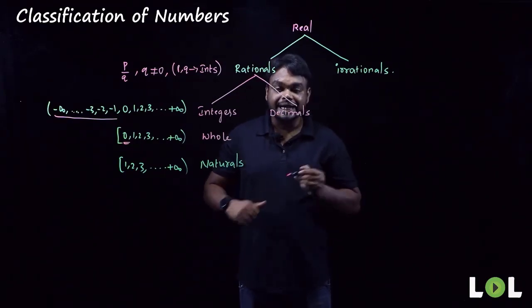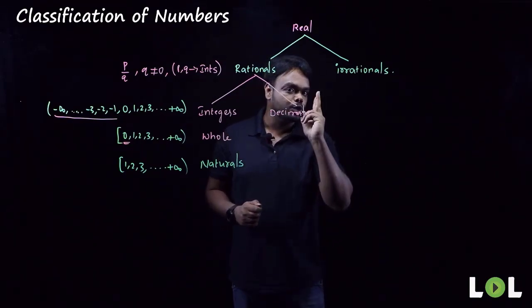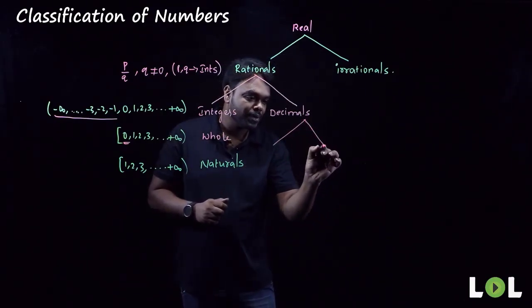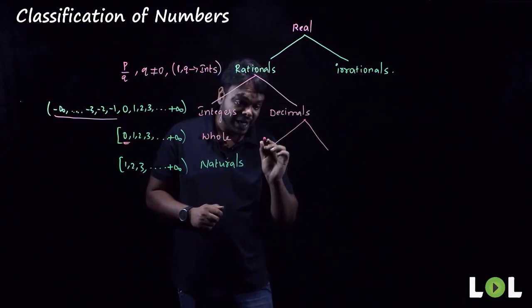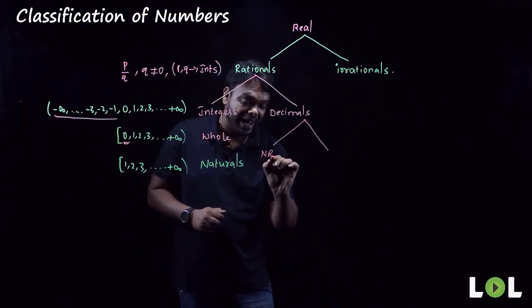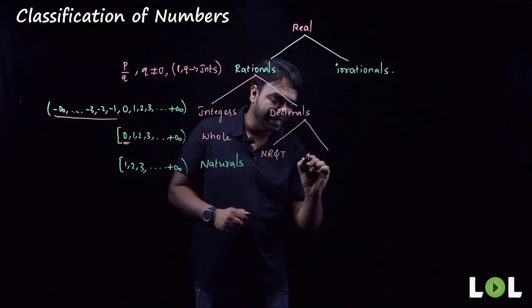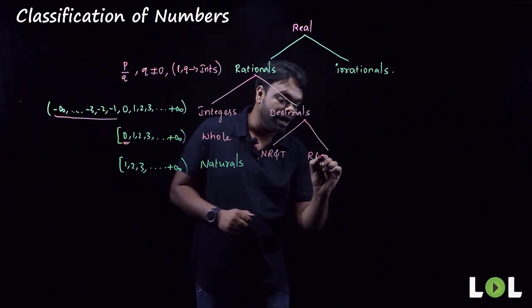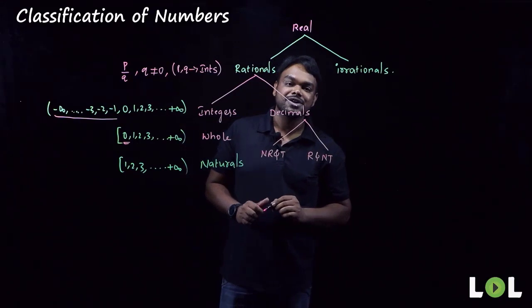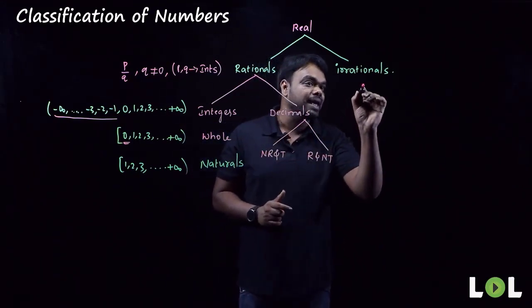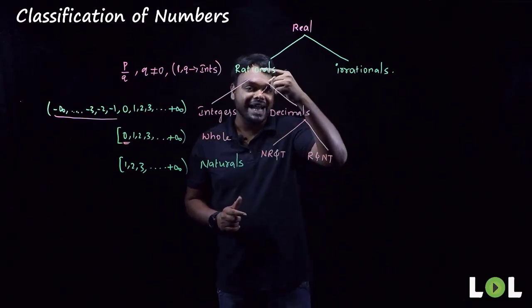Now, under rational numbers, we will be having 2 types of decimals. They are the very first one, that is non-recurring and terminating decimals, and the second one, recurring and non-terminating decimals. So these 2 decimals come under rational numbers.